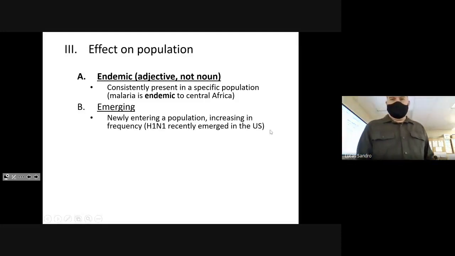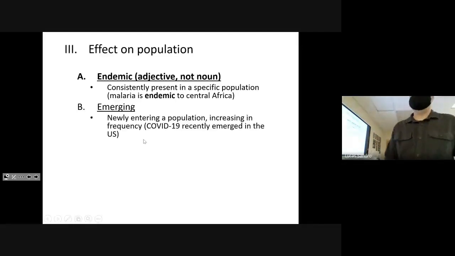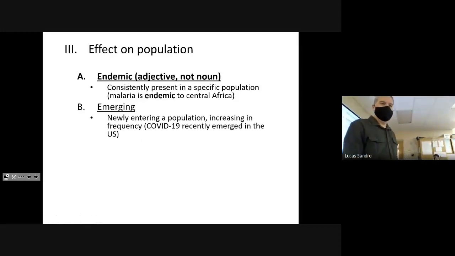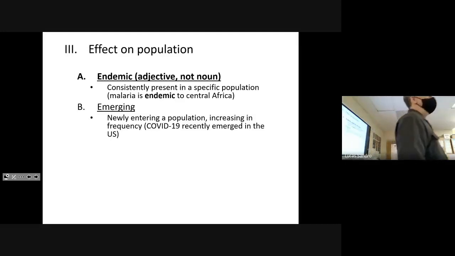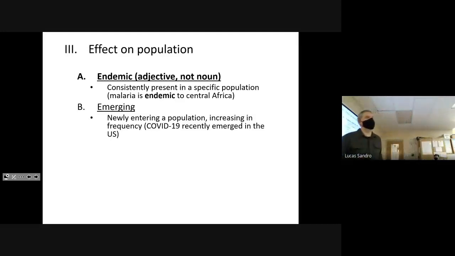And I can update my notes now. COVID. Wait, what was on there before? H1N1. I've been teaching a long time. I don't even know. I think that's from when I was a child. Yeah, it was a flu variety that came out that looked like it could have been what COVID-19 has turned out to be.